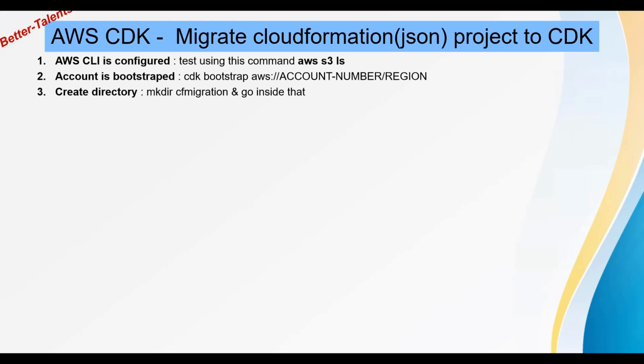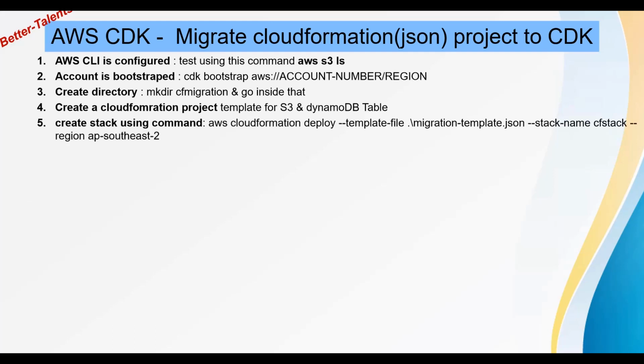That's the directory we're going to create. Move to that directory and then create a CloudFormation project in step 4. In the CloudFormation project, we're going to make an S3 bucket and a DynamoDB table, and then we're going to deploy this CloudFormation project using this command: aws cloudformation deploy. This is a CLI command. So let's go and see all these 5 steps first.